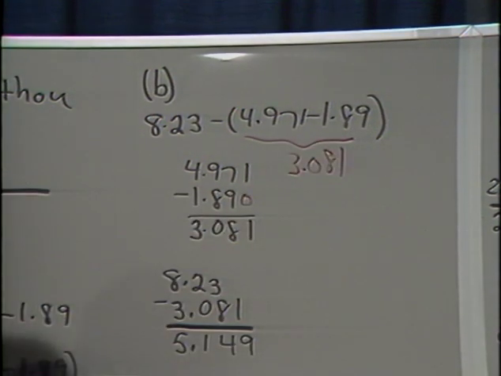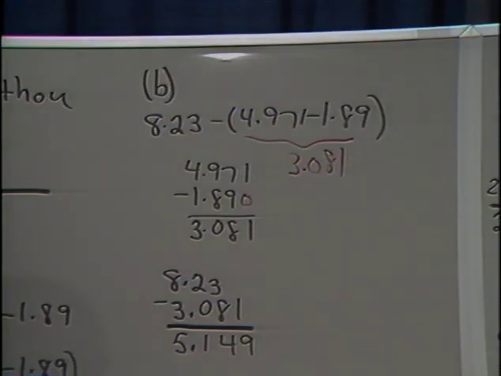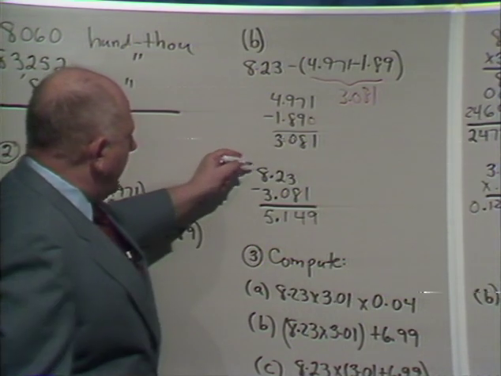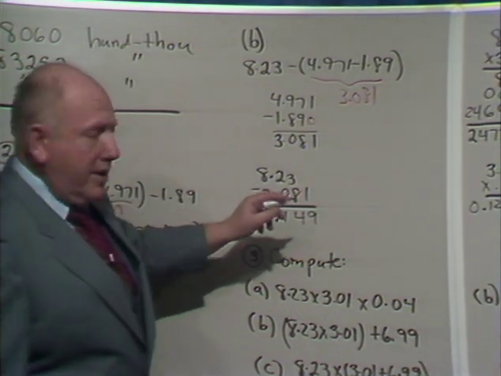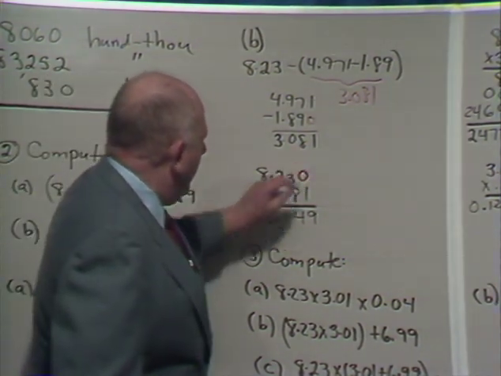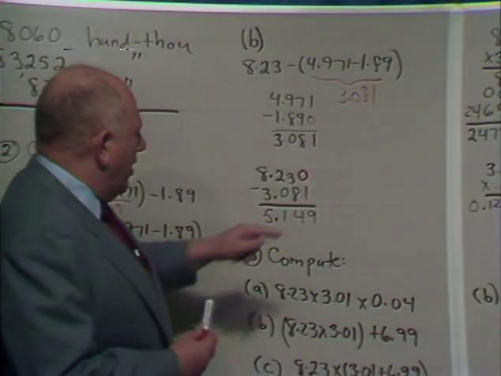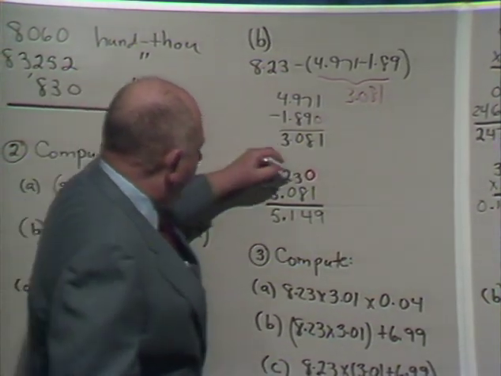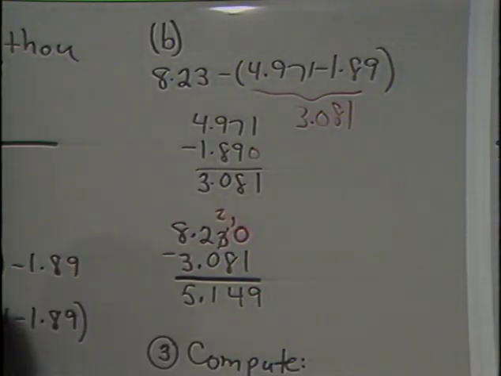3.081. Now you have to subtract the 3.081 from 8.23, and now you have to be careful. See, when you take 8.23 minus 3.081, now you have to remember that a 0 belongs here, because you do have to take the 1 from the 9 from the 0. In other words, you're going to have to do something like this. And at any rate, when you do this, the answer comes out to be 5.149.